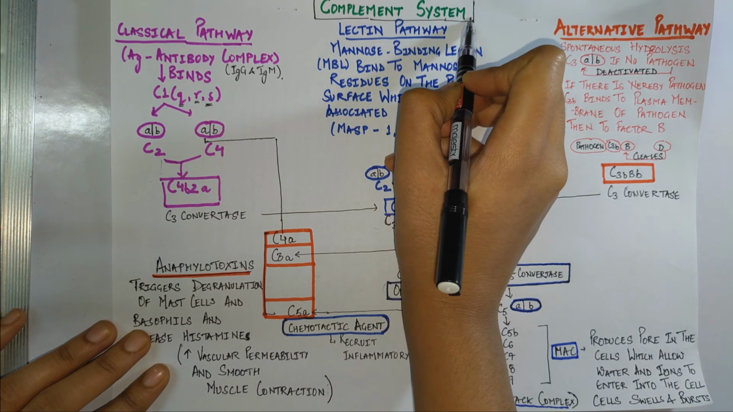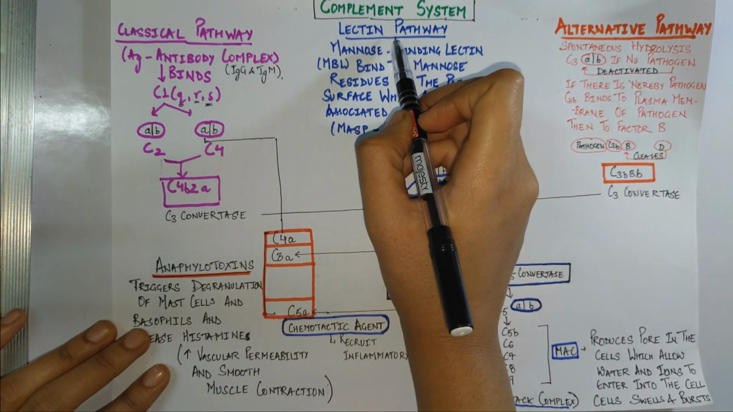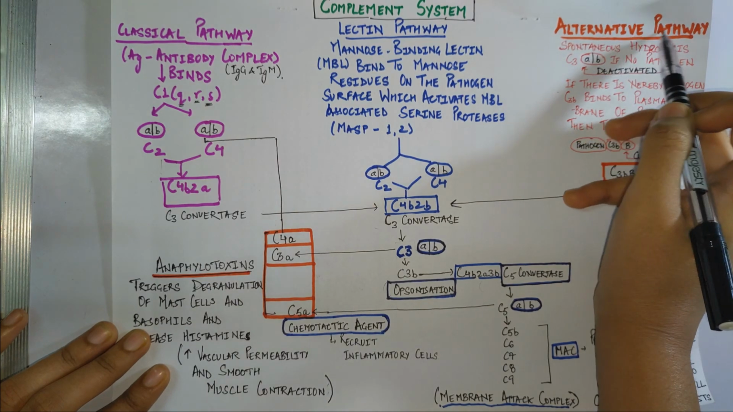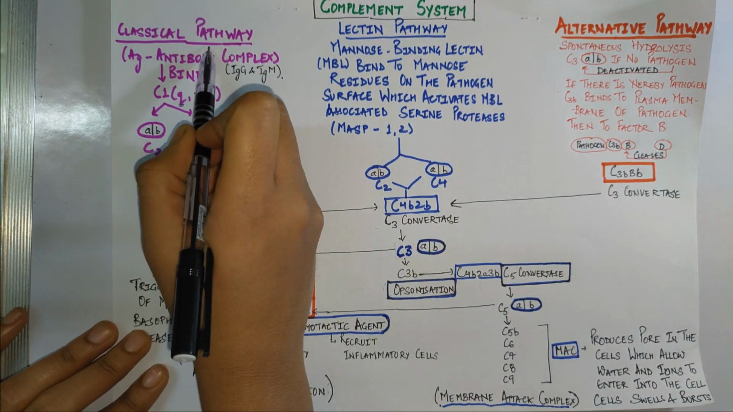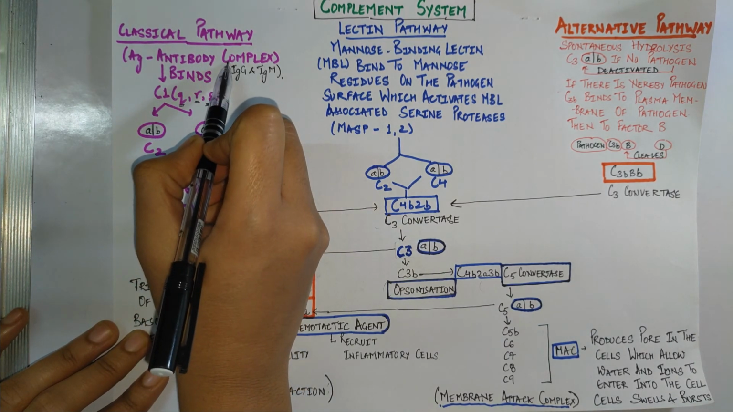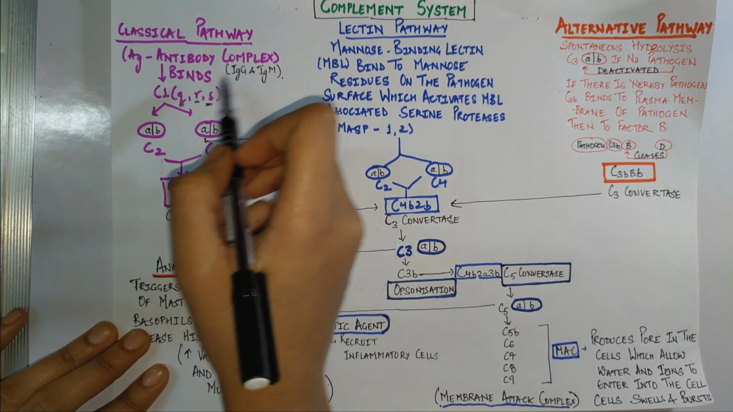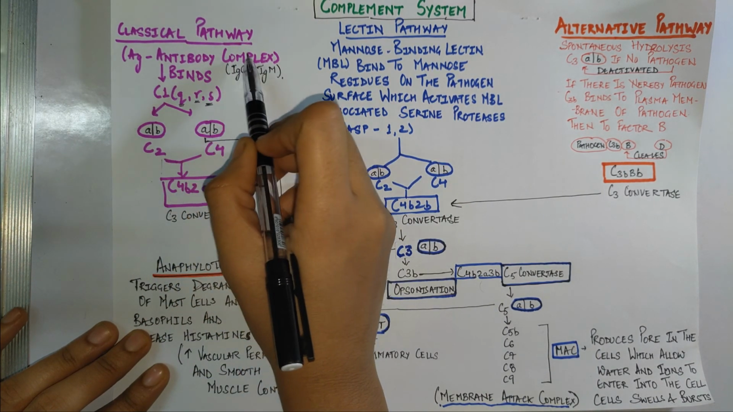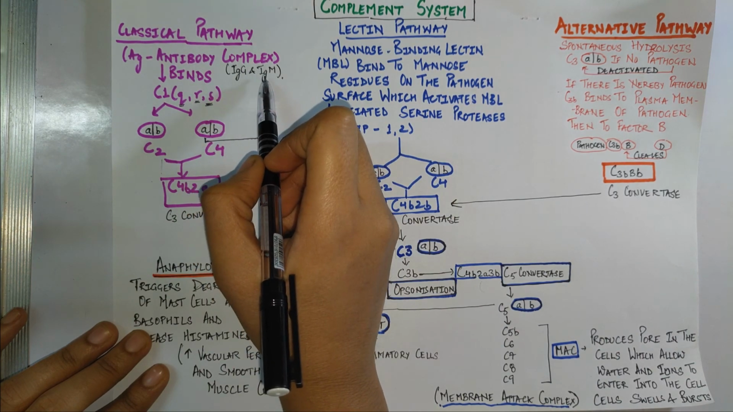Complement system can be activated by three pathways. First is the classical pathway, second is the lectin pathway, and third is the alternative pathway. Classical pathway starts when an antigen antibody complex binds with the Q part of C1 protein, and in this antigen antibody complex the antibody should be IgG or IgM.